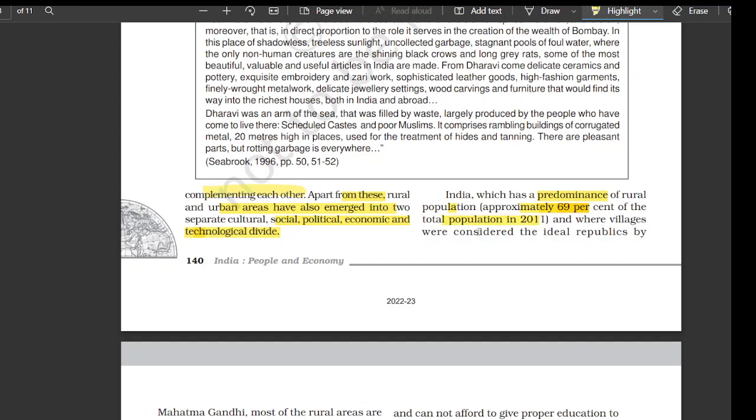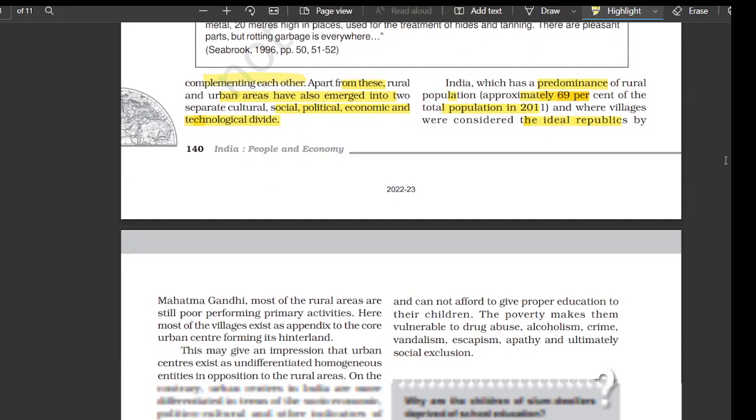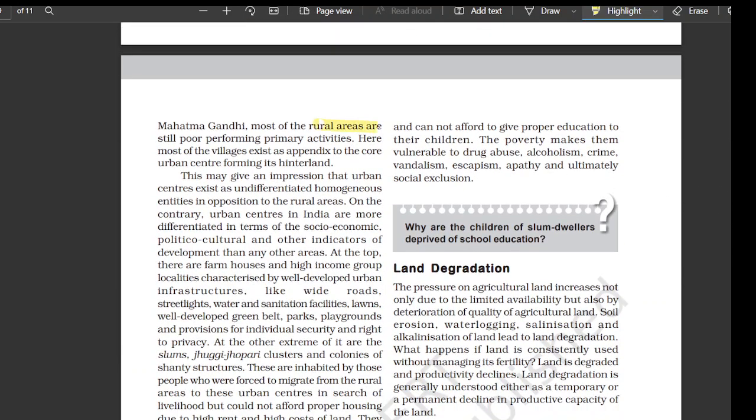India has a predominance of rural population, approximately 69% of the total population in 2011, and villages were considered the ideal republics by Mahatma Gandhi. Most of the rural areas are still performing primary activities. Here, most of the villages exist as appendix to the core urban center, forming its hinterland. This may give an impression that urban centers exist as undifferentiated, homogeneous entities in opposition to the rural areas. On the contrary, urban centers in India are more differentiated in terms of the socio-economic, political, cultural, and other indicators of development than any other areas.